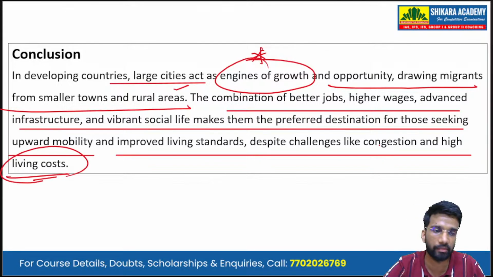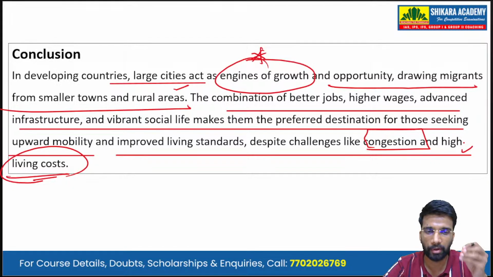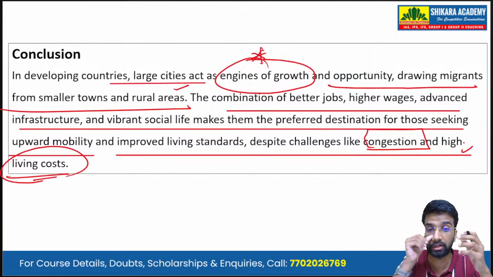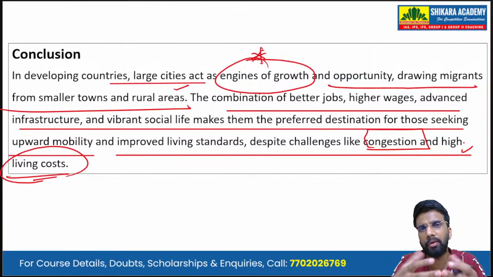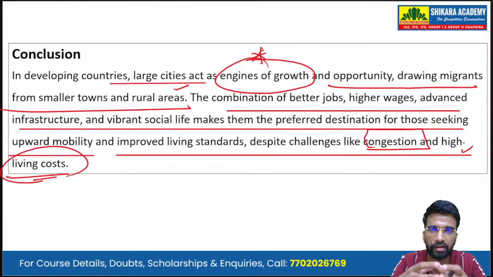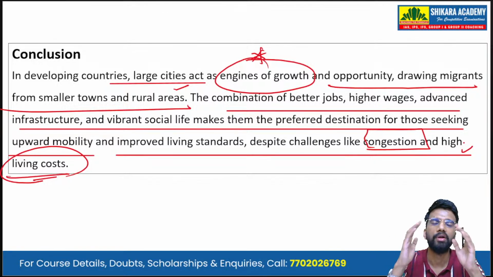So here we have highlighted the challenges of congestion and high living cost, but we have also highlighted that the combination of factors such as better jobs, higher wages, advanced infrastructure, better social life, and better services acts as the magnet for these migrant communities to come to the large cities.